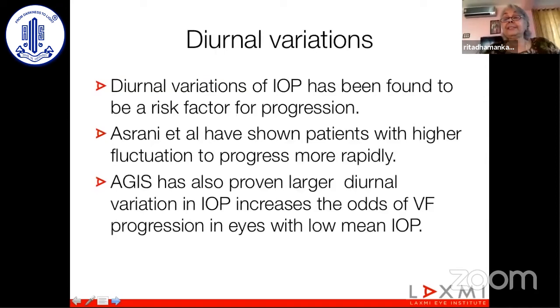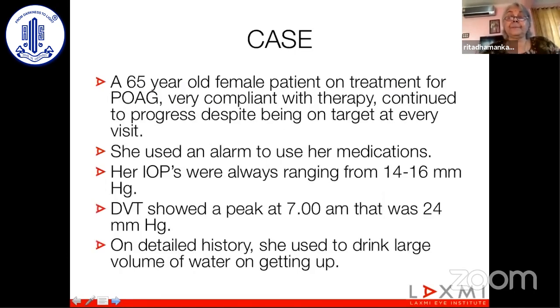So diurnal variations of intraocular pressure have been found to be a big risk factor for progression. Asrani et al. have shown patients with higher fluctuations to progress more rapidly. The AGIS has also proven larger diurnal variation in IOP increases the odds of visual field progression in eyes with a low mean intraocular pressure.